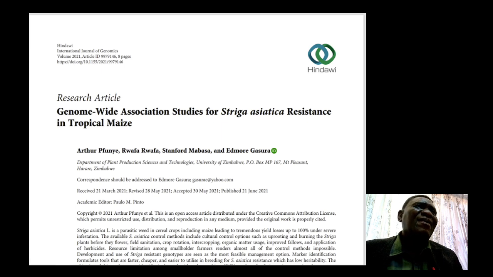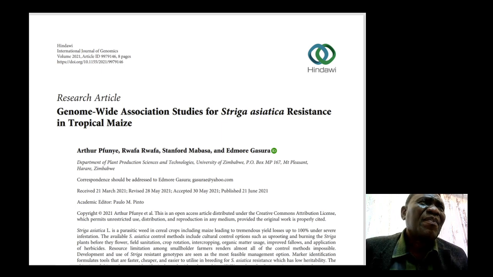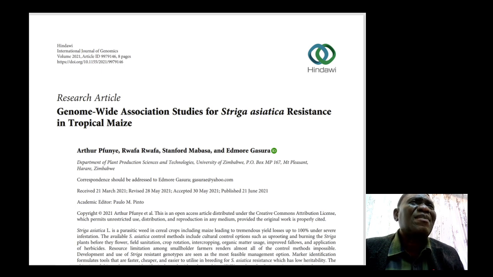Another paper on Striga asiatica. This is about breeding. We had an MSc student, Rwafa, who did also a project. Rwafa was an MSc student who was involved in much of this breeding for Striga resistance. He is working at ADA.